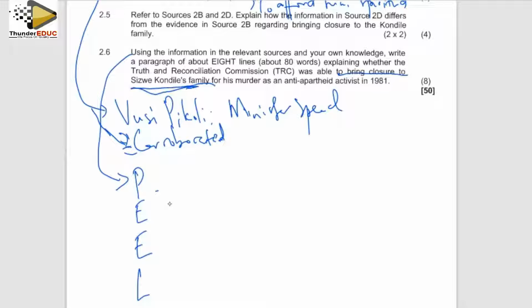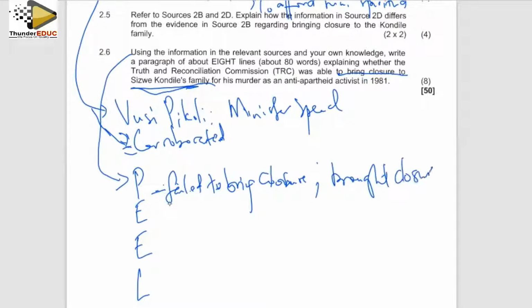That is the question. So this one now depends on your evidence. We want to assess whether the TRC was able to bring closure to the Sizwe Kondile family. Whichever side you are going to take, you must be able to explain it and support it with evidence, and then you link your paragraph. You can choose to say the TRC failed to bring closure to the family. That is your line of argument, or your answer to the question. Or in another dimension, you can say the TRC was able to bring closure, or succeeded in bringing closure, or it brought closure to the family.